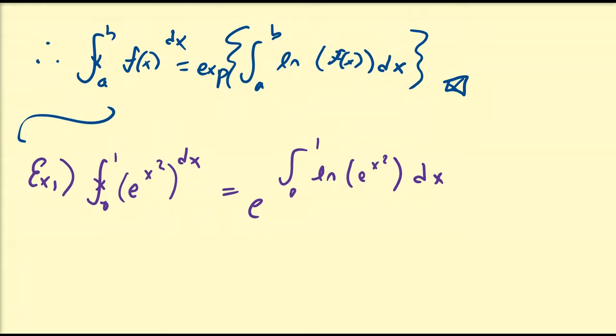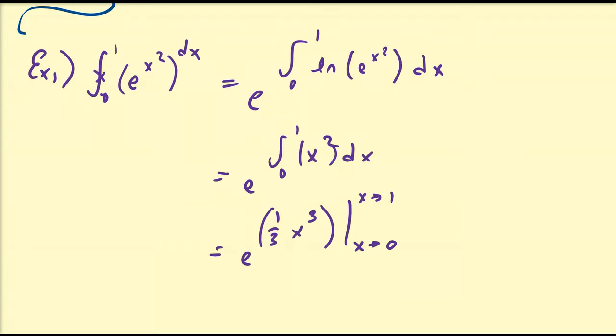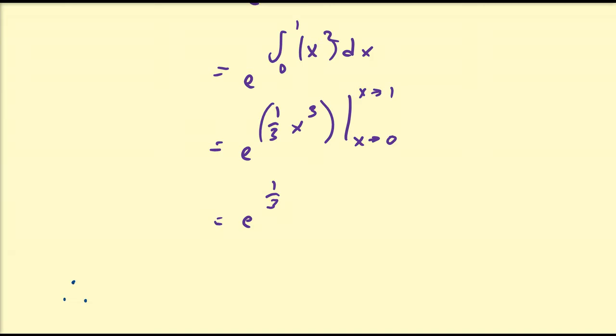In this case, the natural log and exponential will cancel out, so we're just going to be left with e to the standard integral from 0 to 1 of x squared dx. The antiderivative of x squared is going to be equal to 1/3 x cubed. Then we're going to evaluate this as x goes to 1 and then x goes to 0. As x goes to 1, this is going to be equal to e to the 1/3. And as x goes to 0, that's just going to go to 0. Therefore, the product integral from 0 to 1 of e to the x squared to the dx is just going to be equal to the cube root of e.